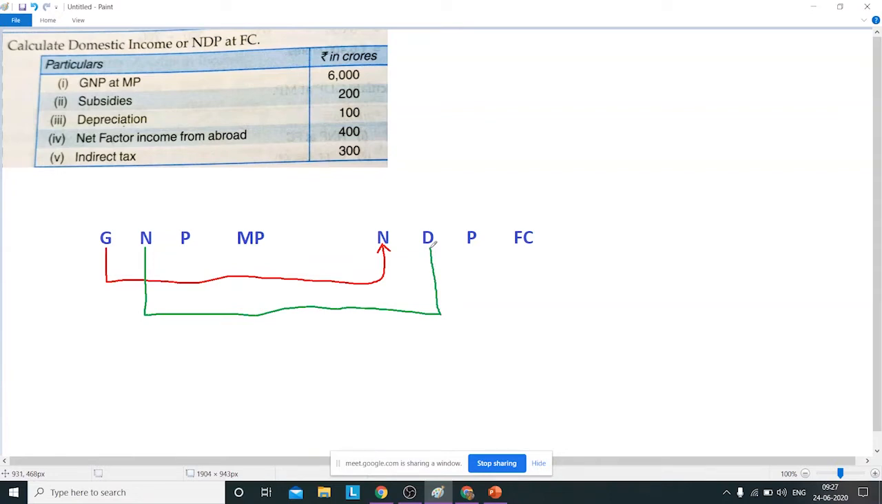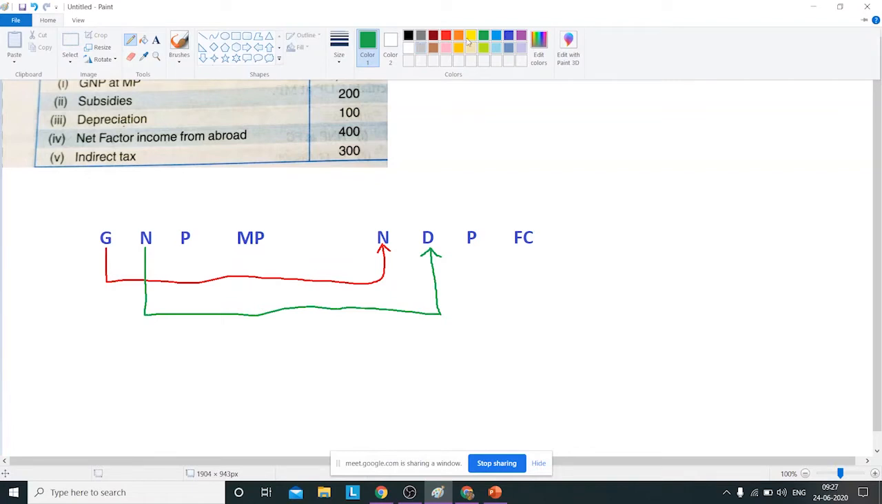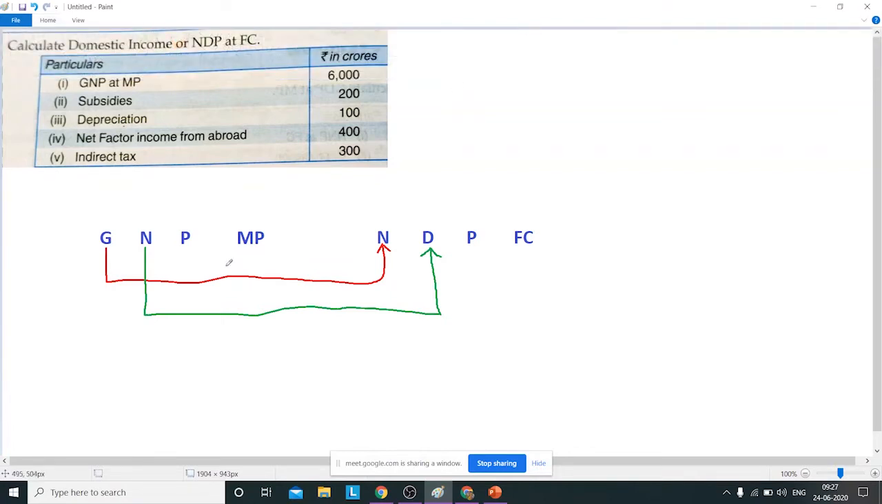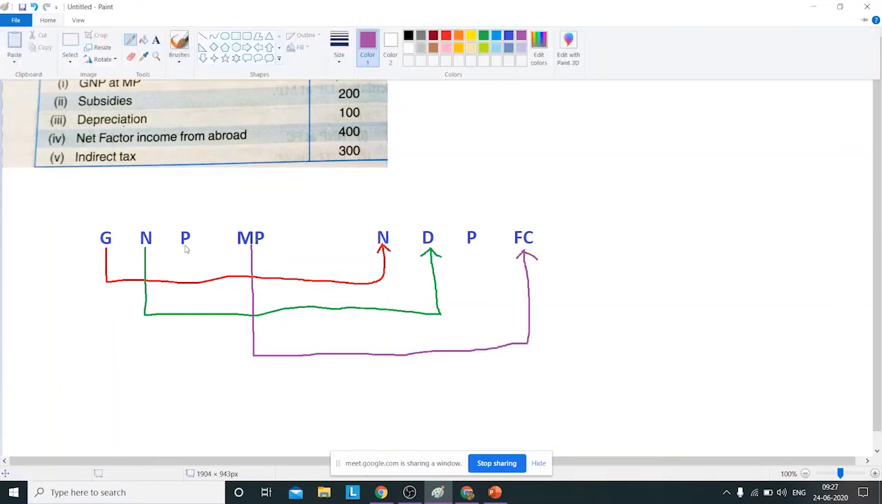Okay, draw a line like this, national to domestic we have to convert. So this is the second line, and third line you draw MP, factor cost. So first step is this, that is you have to write what you are having with you on the left hand side, and you have to write what you want to derive on the right hand side.